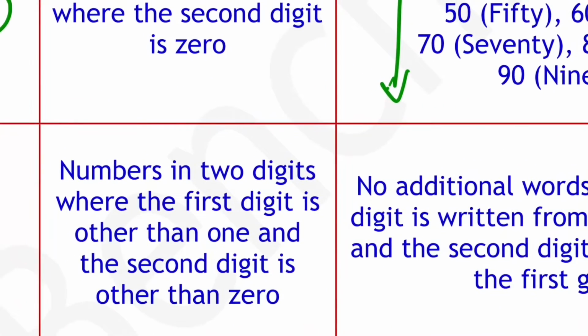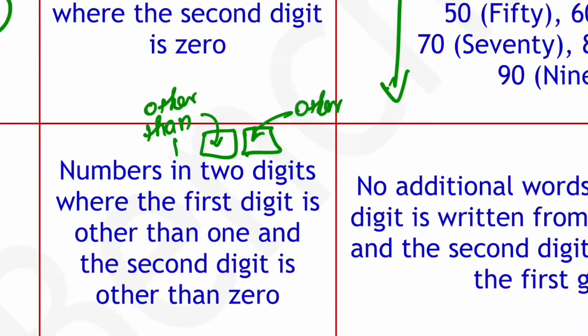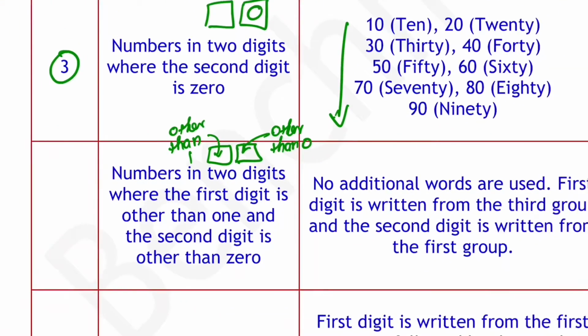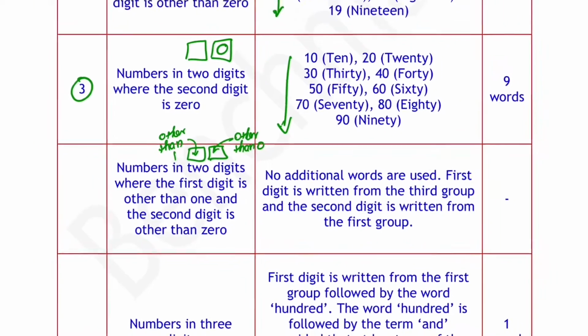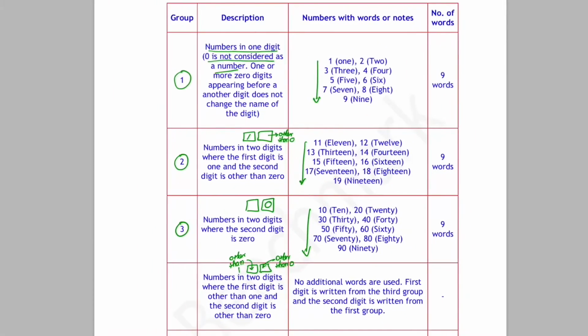Thereafter, we have the remaining 2 digit numbers. What do I mean by the remaining 2 digit numbers? First digit is other than 1. Second digit is other than 0. In giving a name to those numbers, we don't use any additional word. What do we do? We read the first digit from the third group and the second digit from the first group. That's what we do.